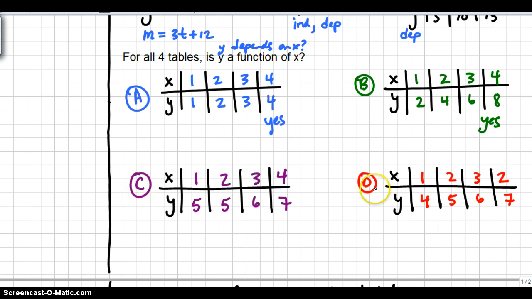Now examples C and D I would kind of like to do together because we have repeats in both cases. Here we have a repeat in the y value, and on D we have a repeat in the x value. Only one of those repeats is allowed as it relates to function wording.